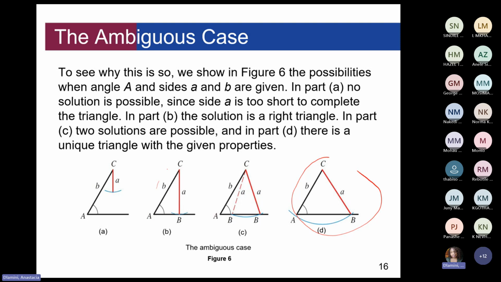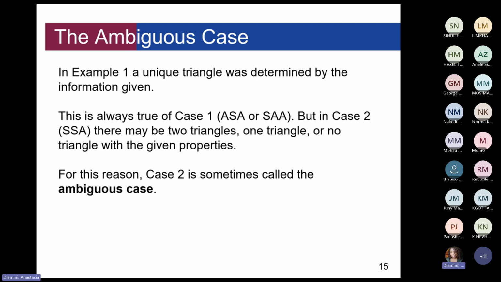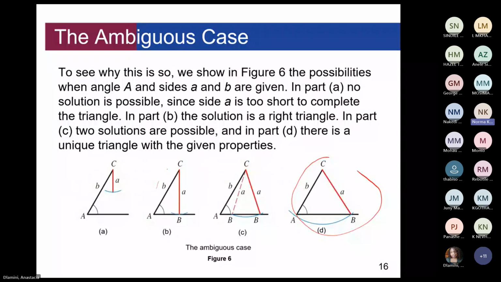So meaning that if they give you a side and an angle, you can get one of these 4 cases. So then it's called the ambiguous case. Side, angle, it's the ambiguous case. Are we all together? Yes, ma'am.